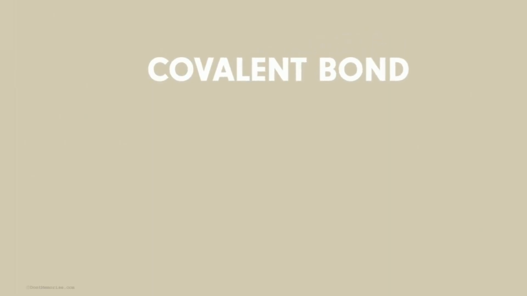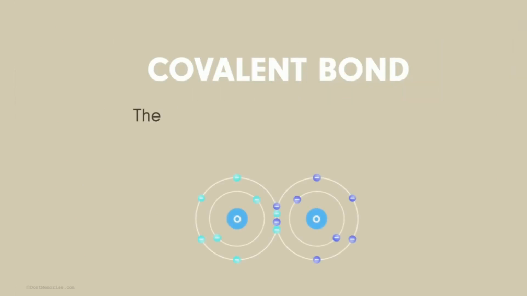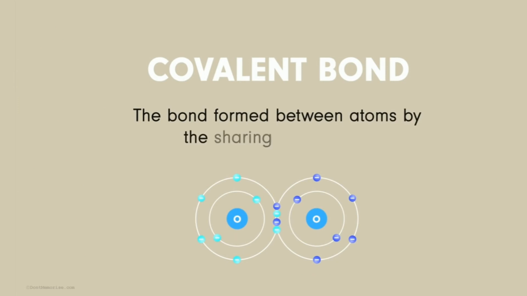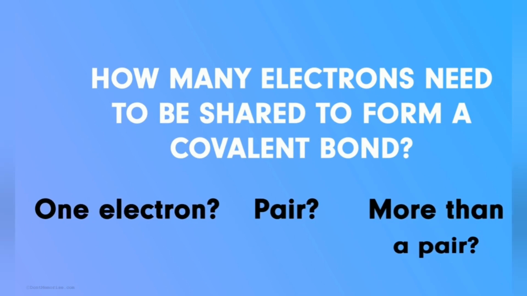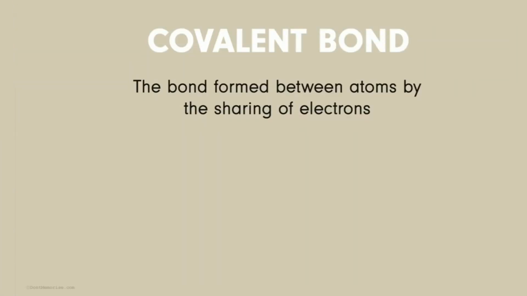How can we define a covalent bond? By the way, in simple words, it's the bond formed between atoms by the sharing of electrons. Now, the next question that pops up in our mind is how many electrons need to be shared to form a covalent bond? Is it one electron or a pair or more than a pair? Can you guess? Let me help you with the answer.